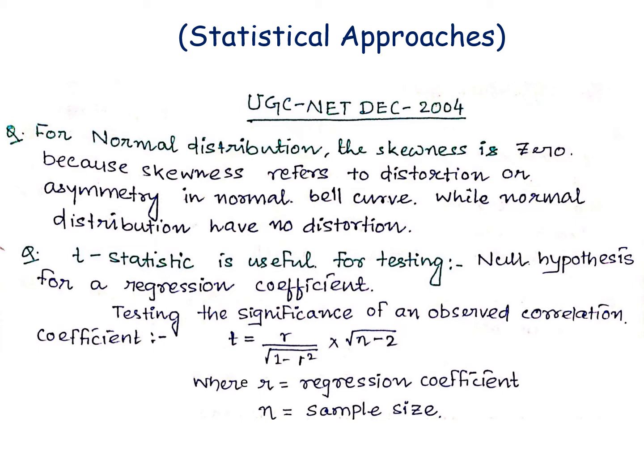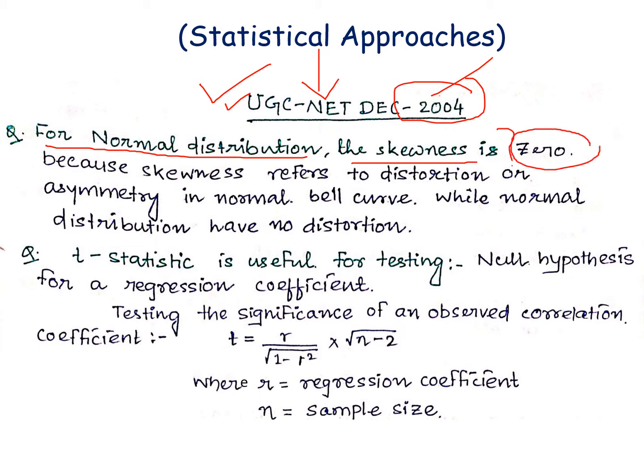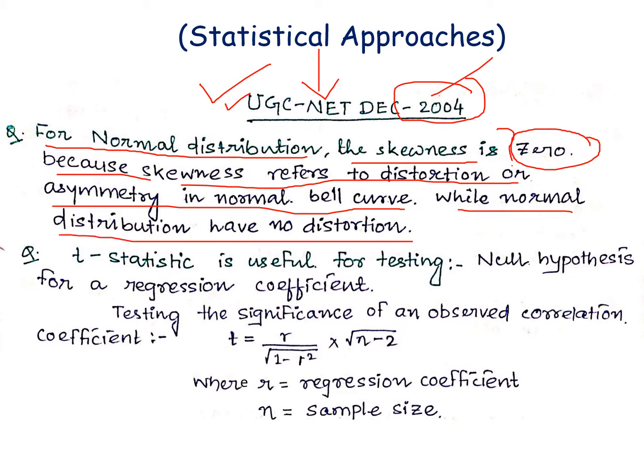The first question that we are dealing with in the statistical approach is from the UGC NET December 2004. The question is: for a normal distribution, the skewness is what? The answer will be 0. Why? Because skewness refers to the distortion or asymmetry in a normal bell curve, while the normal distribution has no distortion.